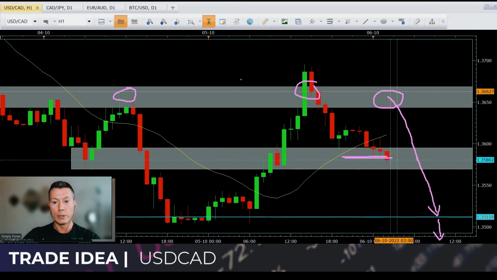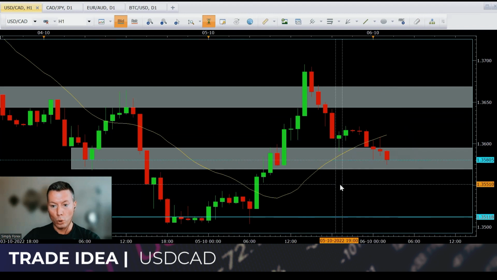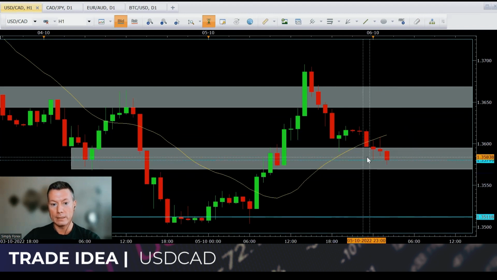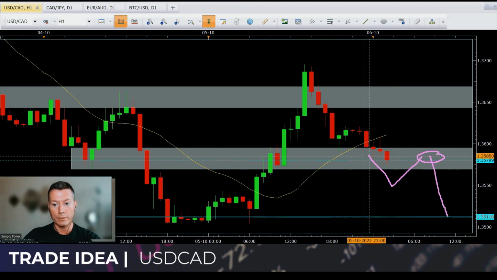Okay, so we could trade it like that, or what I want to see, guys, is price break out of this grey zone, come back up, retest it, we get a bearish reaction, and then we can take price lower from here. Okay, so US dollar, Canadian dollar, we're looking to short this pair.